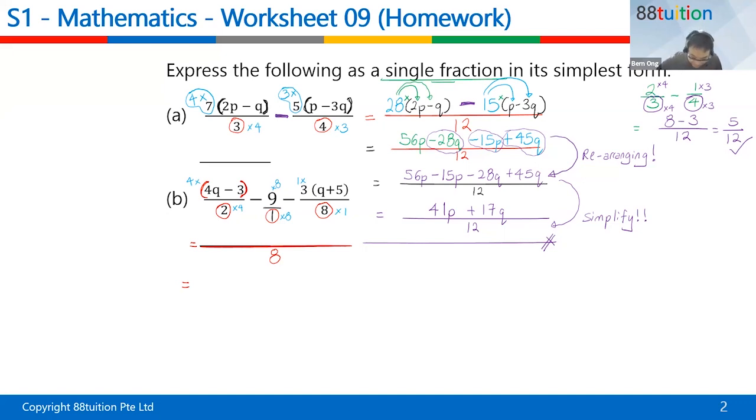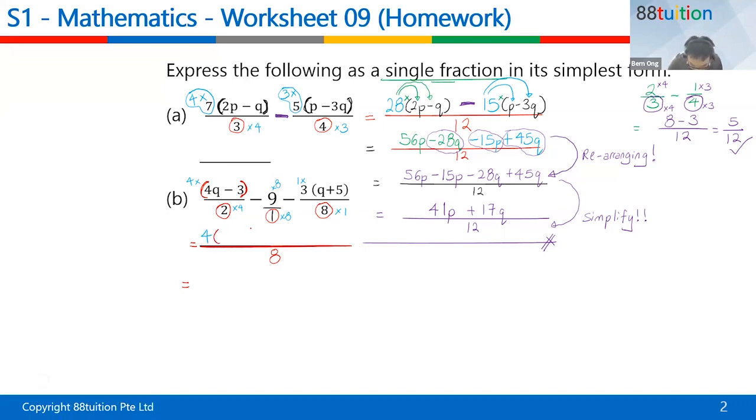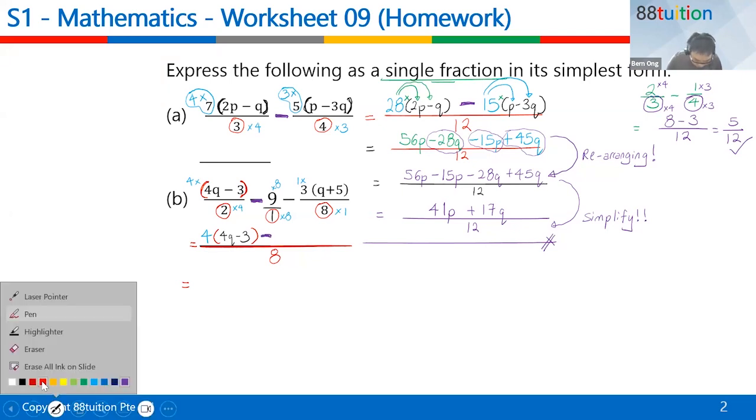Next step, my advice to you is to copy down whatever you see on top. 4, you see the bracket? Copy the bracket. 4q minus 3. Can you see? Just copy. You see the purple color minus? Copy. All right?